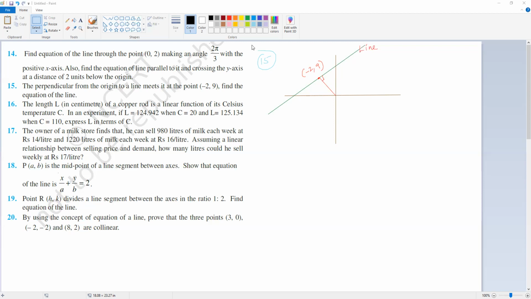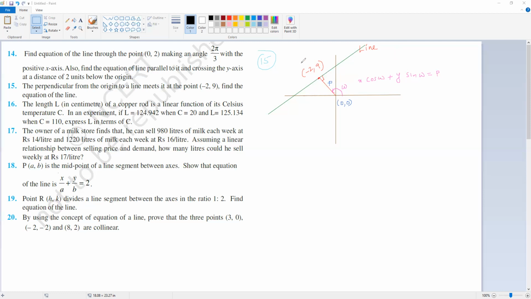Earlier we learned a technique, the normal form. In the normal form we needed this distance p, right? We will get that because the origin is 0, 0. We can use the distance formula to find the distance. But there is one problem: we need to know this angle also. If we know both, we can say the equation of the line is x cos omega plus y sin omega is equal to p. Here p we can easily find, but omega is not easy to find. So keep that aside. We cannot use that method now.